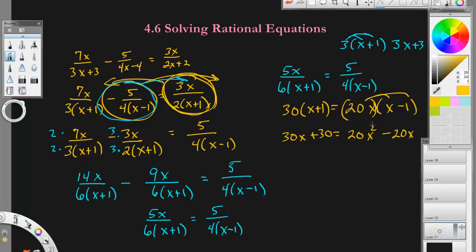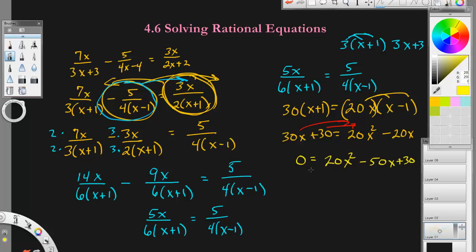Now I want to keep my leading x term there positive, so I'm going to throw everything on the right side of this equal sign. So I'm going to bring all this stuff over and subtract them both. So I'm going to have 0 equals 20x squared. Okay, now how many x's? Minus 50x, because I'll have negative 20 and I'll subtract 30 more from it, so that makes minus 50x. And then the 30 has no friends, so it'll just be plus 30.